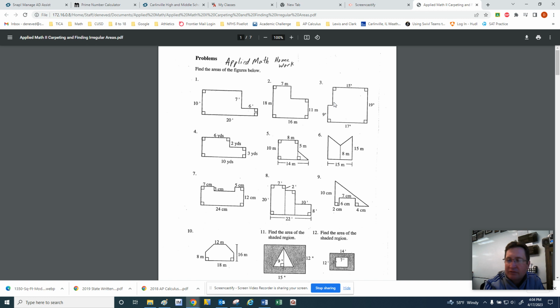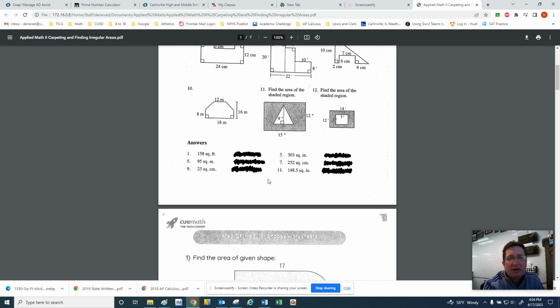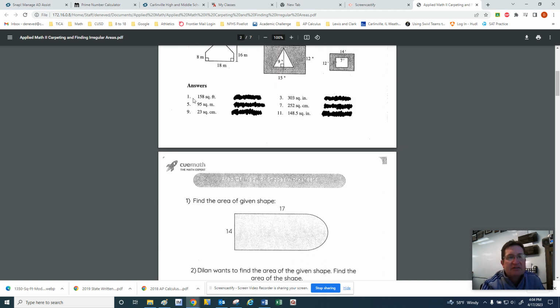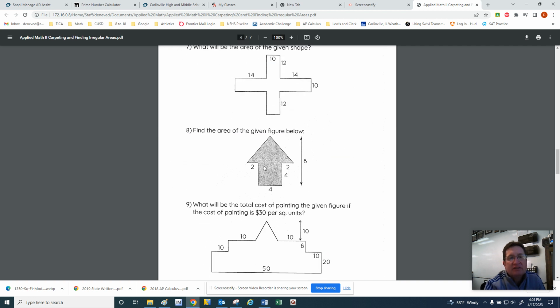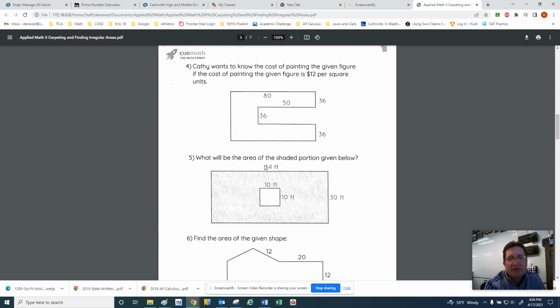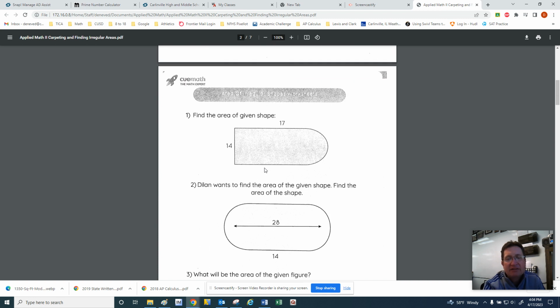Different people, I've learned over the years, have different brains that work differently. And so whatever works for you is what you should do. All right. You can see that the answers to the odd ones are given to you. Okay, now on the next few pages, it's a similar assignment where you're adding and subtracting areas.